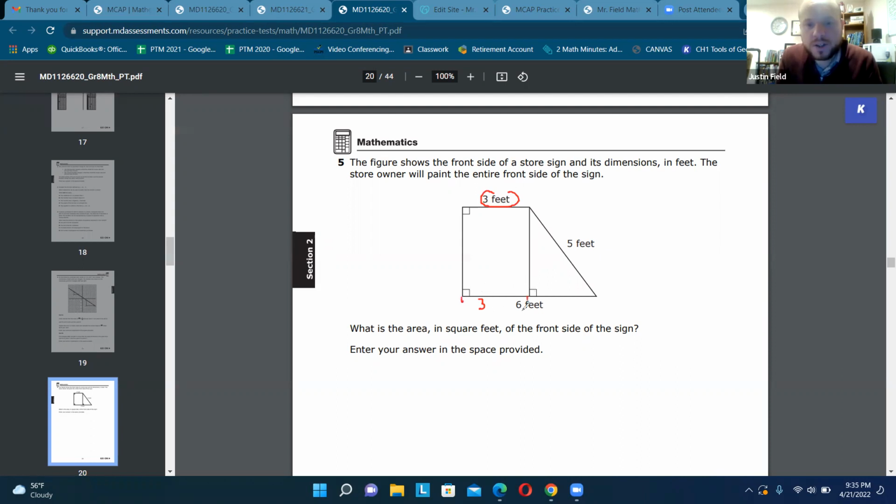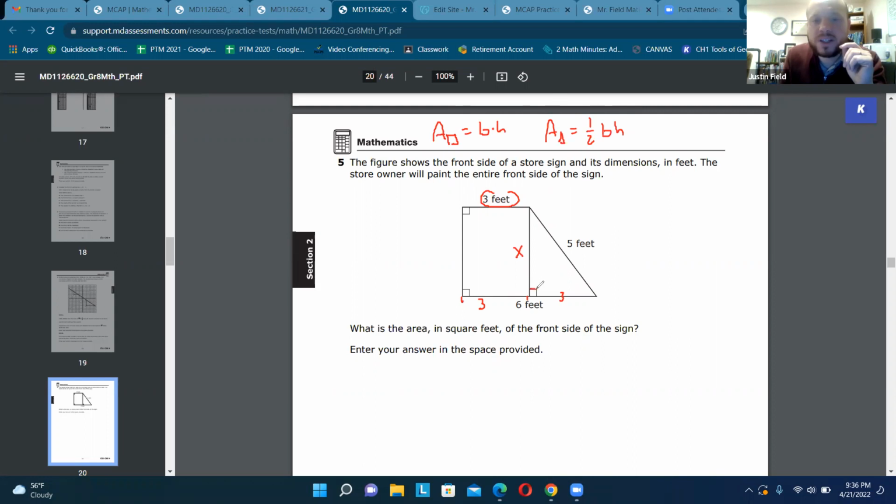And if that much is 3 and the whole thing is 6, that must be 3 too, because 3 plus 3 is 6. And to find the area of this triangle, I need the height of the triangle, because the area of a triangle is 1/2 base times height. And the area of a rectangle is base times height. I know, and I need that height.